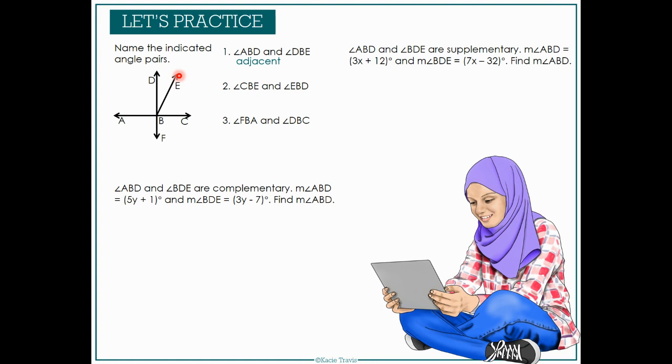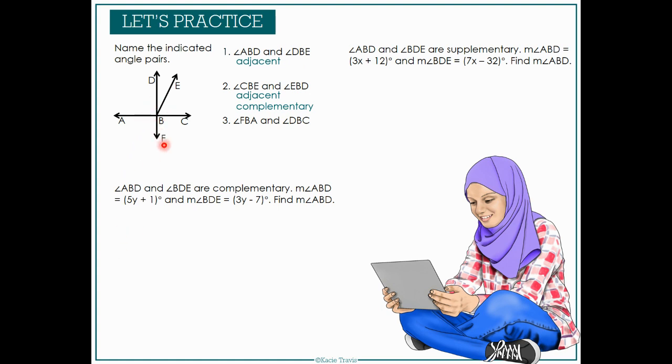Now, some of these answers do have multiple things. Like our next one, we're talking about CBE, so that's this right here, and EBD. Neither one of them are inside of each other. They also share a side and a vertex. Now, if you actually look at the configuration of the way that these two look, this is a 90-degree angle. This time, it's okay for you to assume that these are 90 because of the way that they look. These are adjacent as well as complementary.